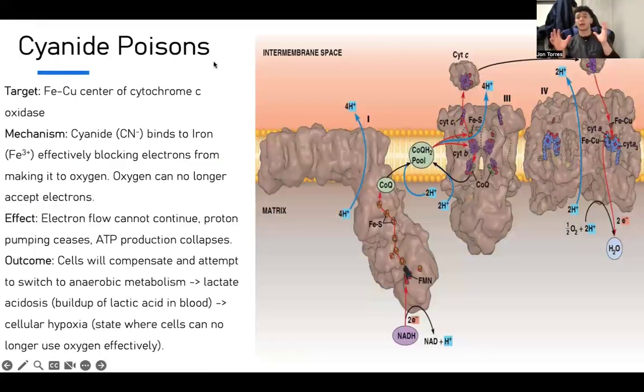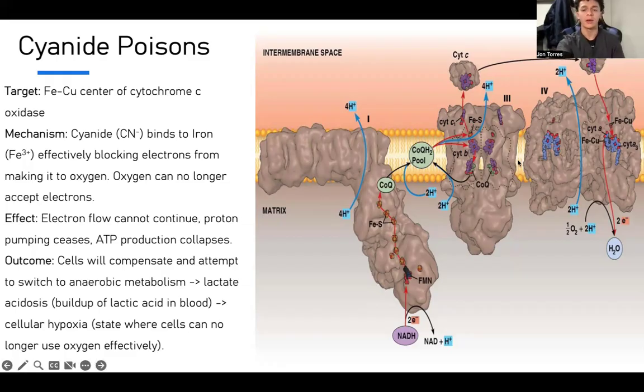Okay, so let's talk about cyanide. So we spoke about this in class, but we've got our target. Our target is the iron copper center of cytochrome C oxidase. So this is over here, I hope you can see my mouse, over here on complex 4. We've actually got 2 iron copper complexes. However, one is Fe2+, one is Fe3+, and that does matter, and we'll get to that in a second.